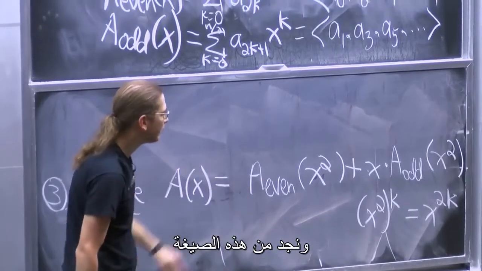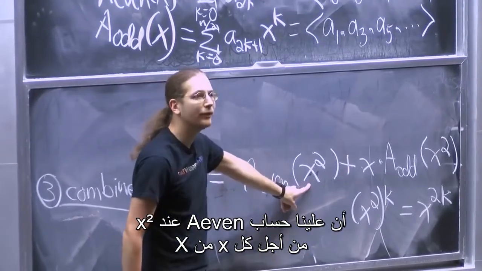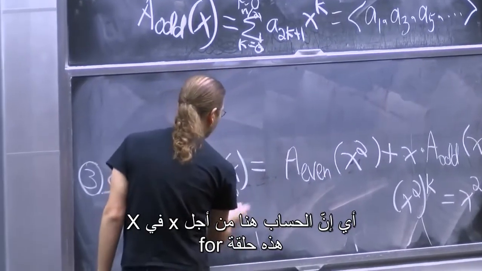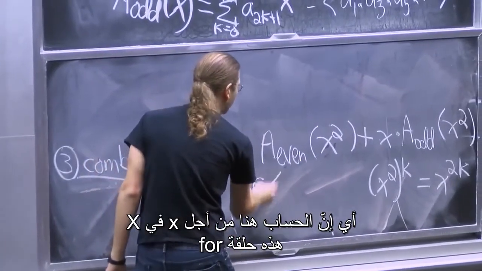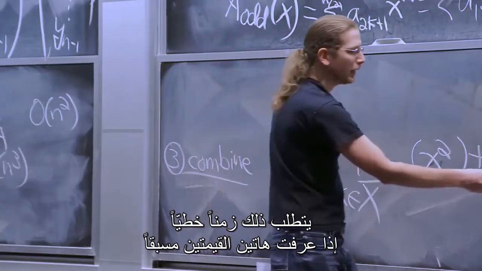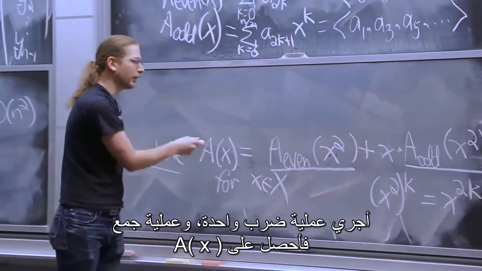Once you have this, what I need to do is compute A_even of x squared for all x in X. There's a for loop for you. So that's going to take linear time. If I already know this value, and I already know this value, I do one multiplication, one addition, and boom, I get A(x).